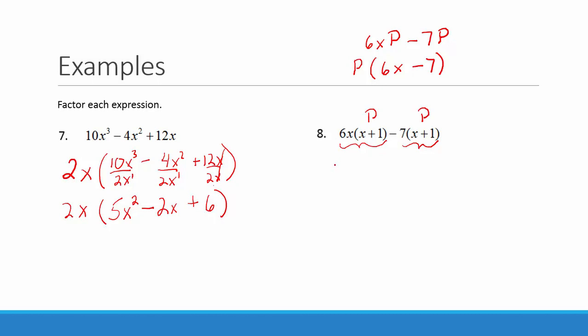So let's factor out the x plus 1 out of both terms. And what we're left with is 6x minus 7. So we factored out x plus 1 out of these two terms, and we're left with 6x minus 7.